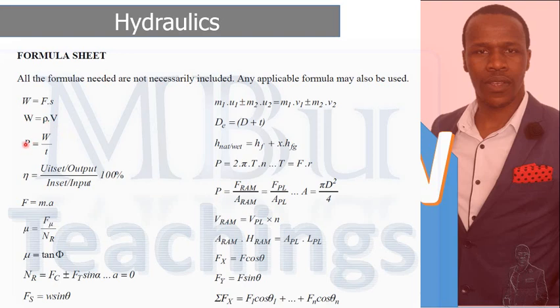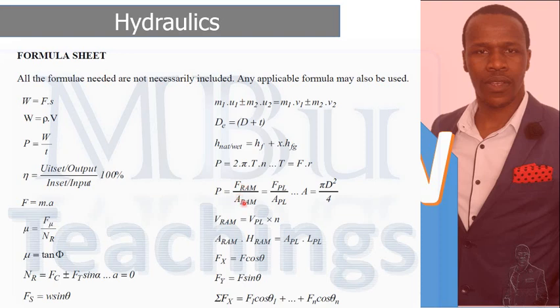Now we have P, which is a capital letter. The capital P is the power, and is equal to work done over time. Then we have efficiency, which is simply the output over input times 100%. Now when we come to pressure, remember I said that we have two types. We have presses and we have pumps. For presses, we have the force on the ram. The force on the ram we denote by a capital letter L for load on the ram.